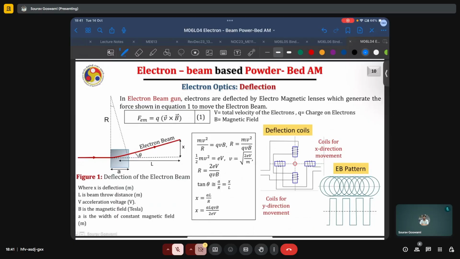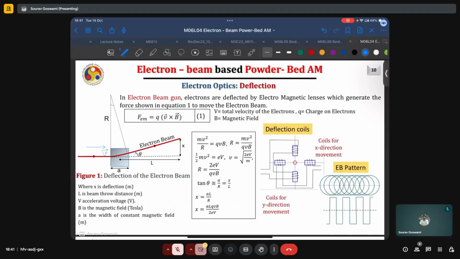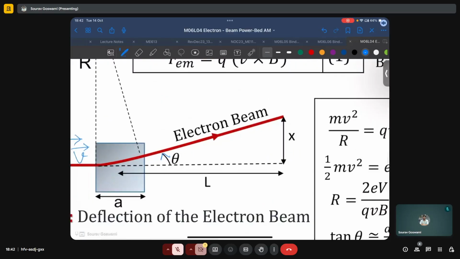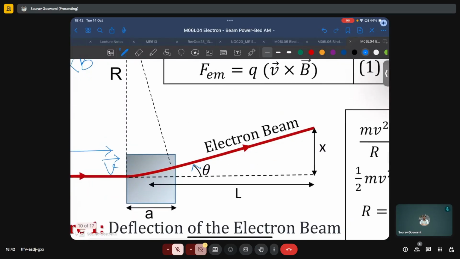For instance, in this case, the electron is moving from left to right. So the direction of V is as shown, and the beam is getting deflected by this angle theta upwards from the horizontal. So the direction of the magnetic field will be into the plane, so that V cross B will be upwards.